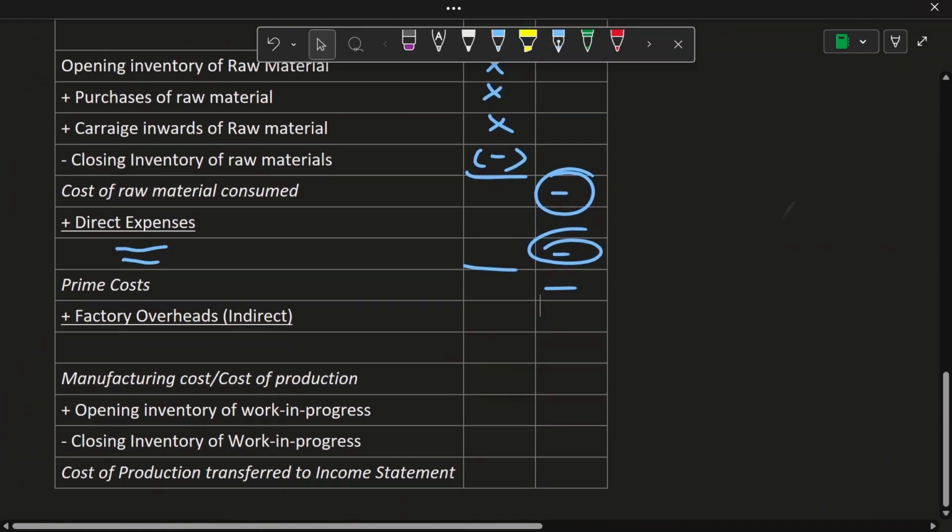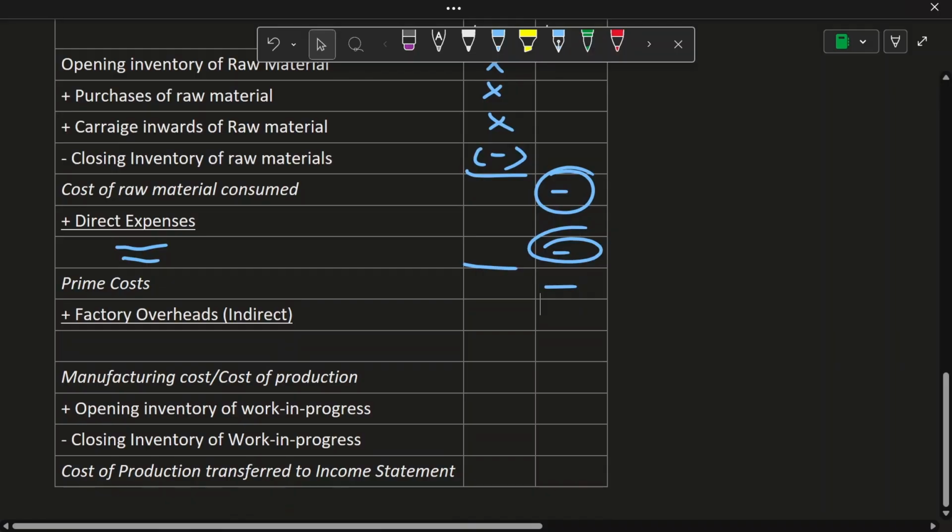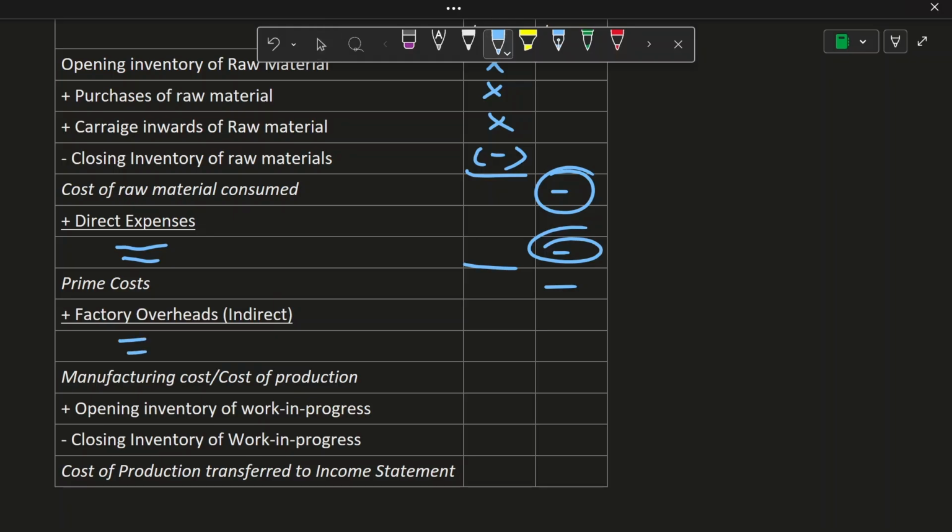Okay, next we have our factory overheads. These are our indirect costs. Like I mentioned before, your rent, your electricity bill, or your supervision salary, आपकी depreciation, वो सारी आपकी इधर आ जाएंगी. ठीक है, you have to add those up. Total आ जाएगा, and then जो आपकी prime costs है, those are going to be added with your factory overheads to get your manufacturing cost or your cost of production.